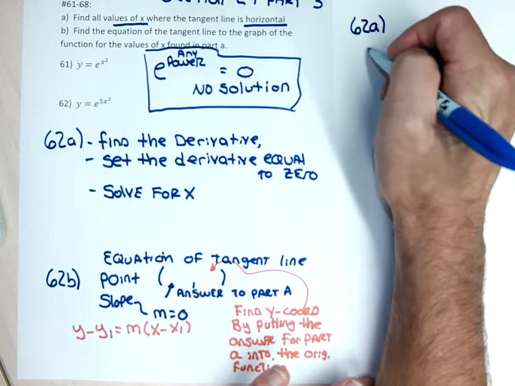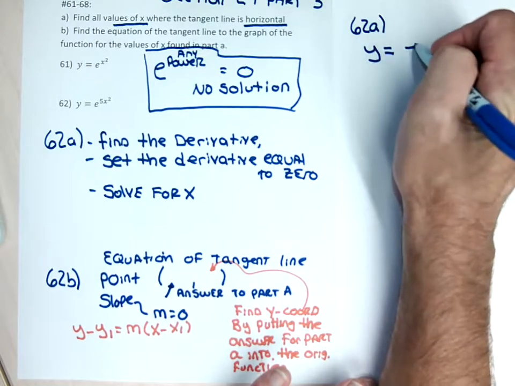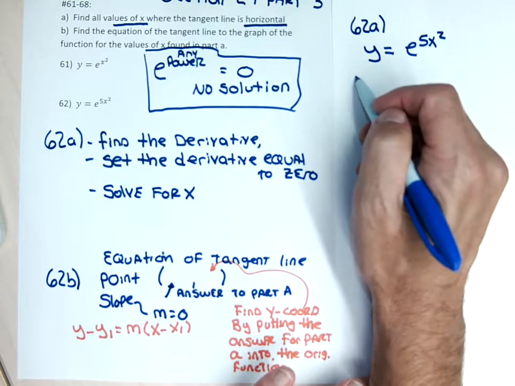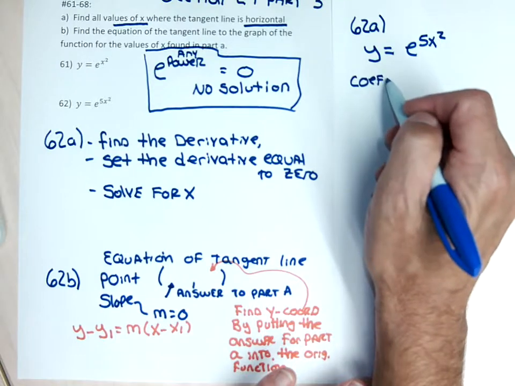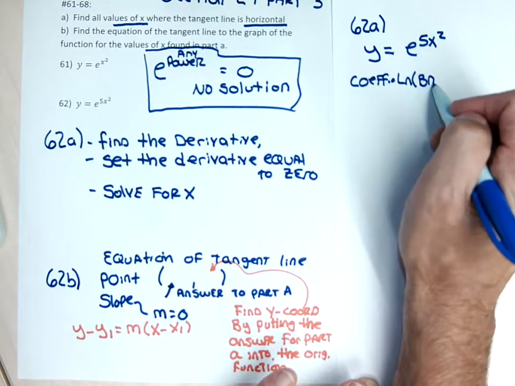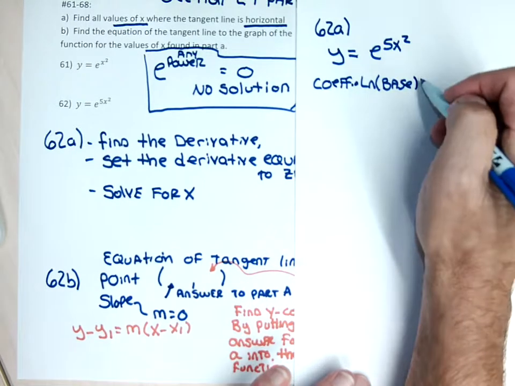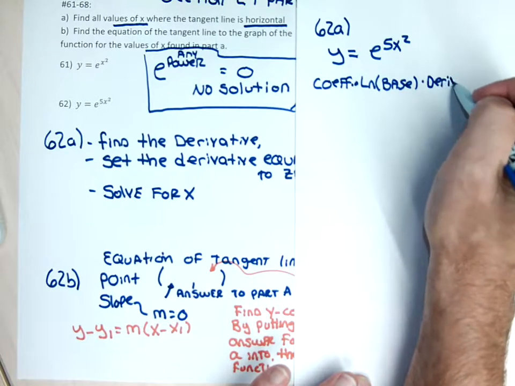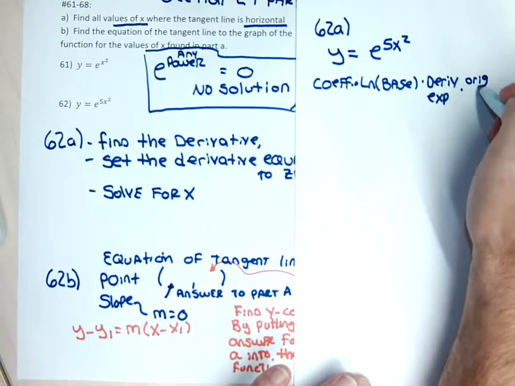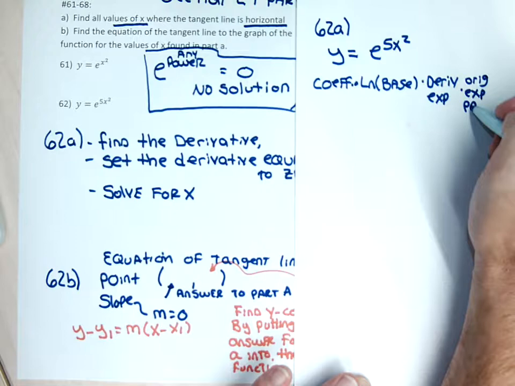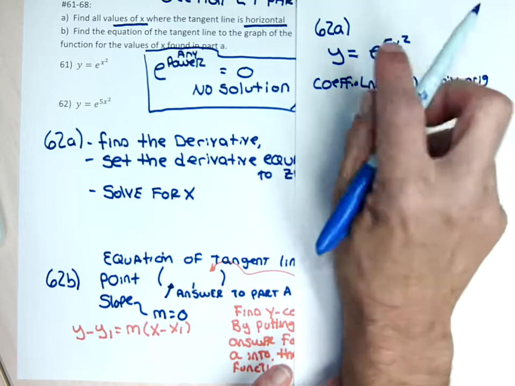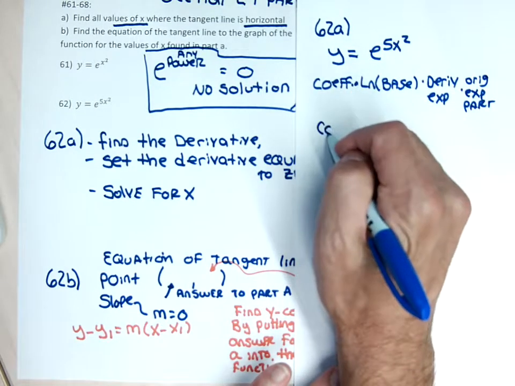I told myself I need to find the derivative, and this is an exponential function. The derivative of any exponential function is going to be the coefficient times the natural log of the base times the derivative of the exponent times the original exponential piece, everything but the coefficient. And for this particular problem in 62a, there's not a number written to the left of the e, so the implied coefficient is 1.